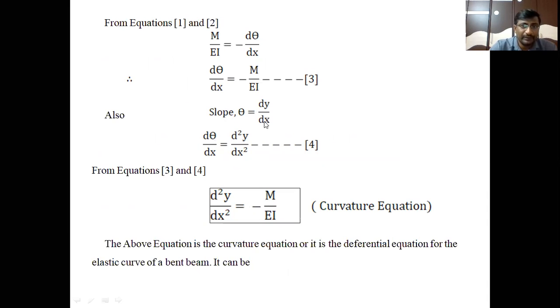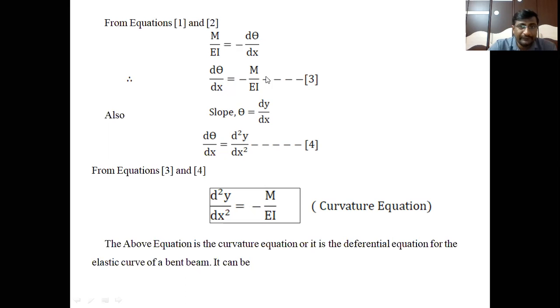So from slope theta equals dy by dx, d theta by dx can be written by differentiating this equation on both sides. On differentiation, the left-hand side is d theta by dx, and the right-hand side is the second differentiation, that is, the differentiation of dy by dx, d square y by dx square. Simply, I differentiate the above equation. Theta is equal to dy by dx, and d theta by dx can be written as d square y by dx square. Let us take this as equation 4.